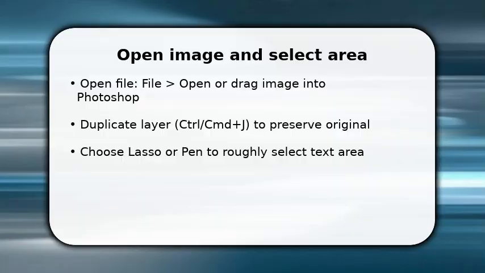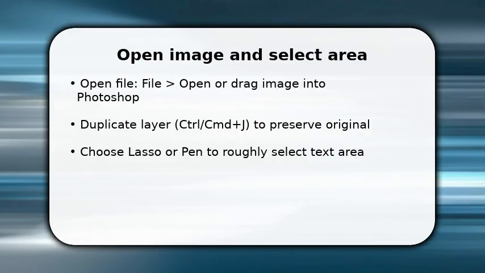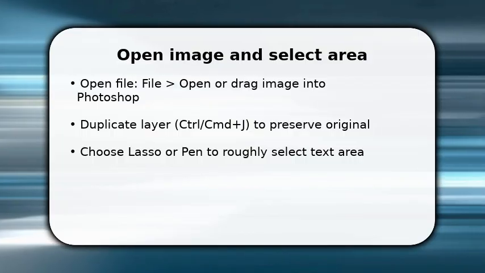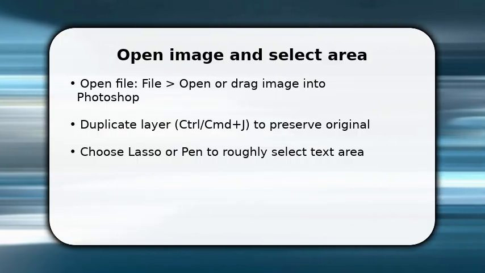You start by opening the image and duplicating the background layer so you always have the original. Next, grab the lasso or pen tool and make a loose selection around the text. You don't need pixel-perfect edges yet. Once done, refine the selection with Select and Mask if necessary to capture nearby shadows or edges.